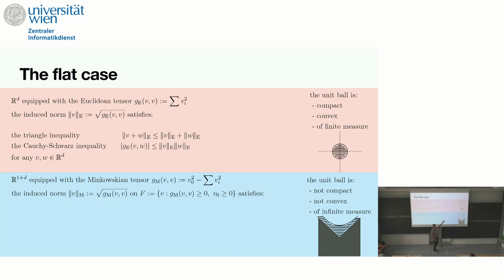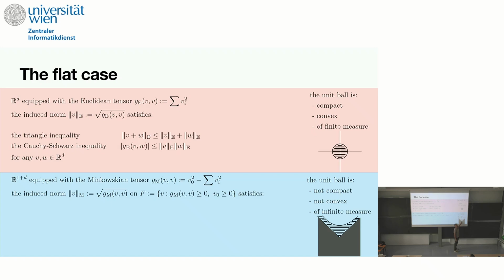We have to agree where we will put the plus. I put the plus on the first coordinate, and then minus on all the other coordinates. And from the perspective of, say, special or general relativity, I think it's worth thinking about that.